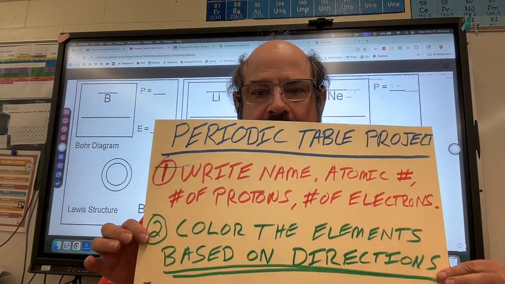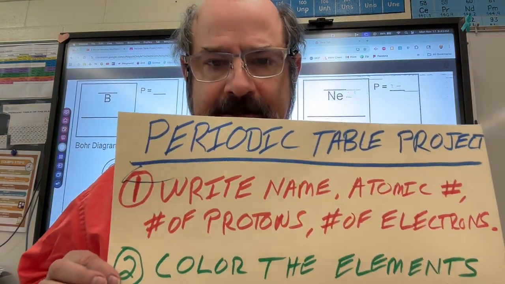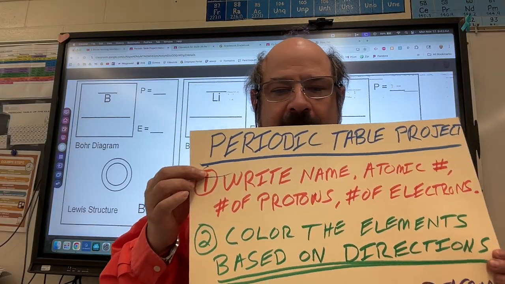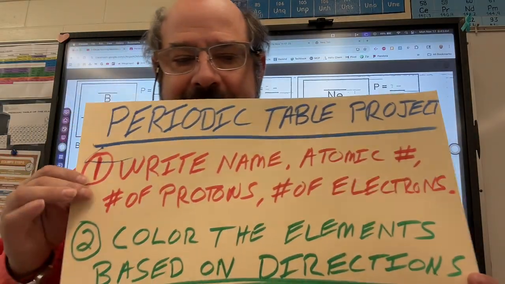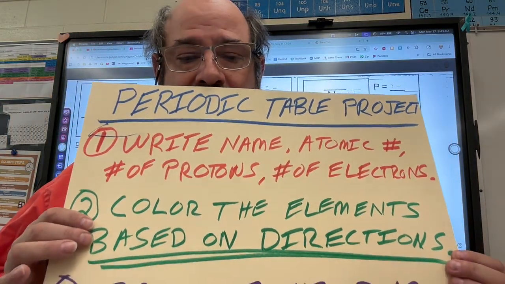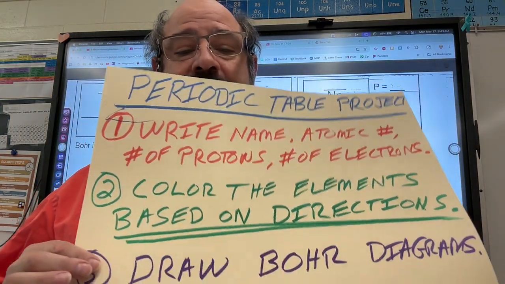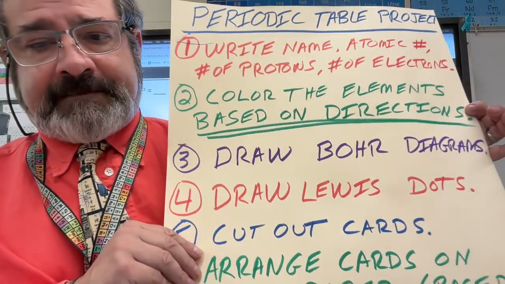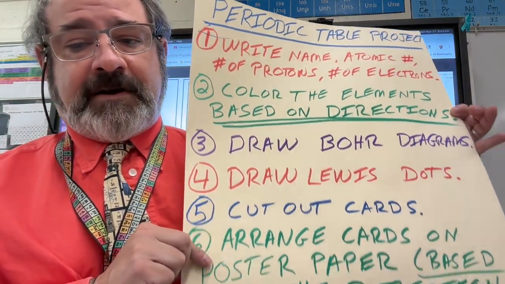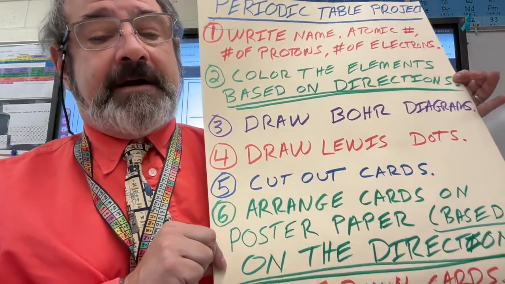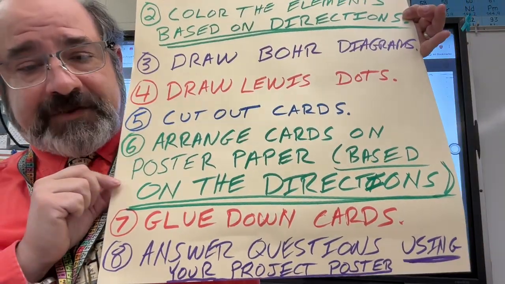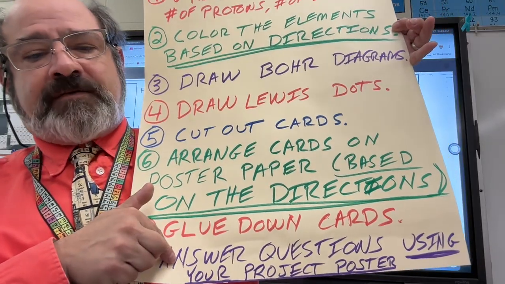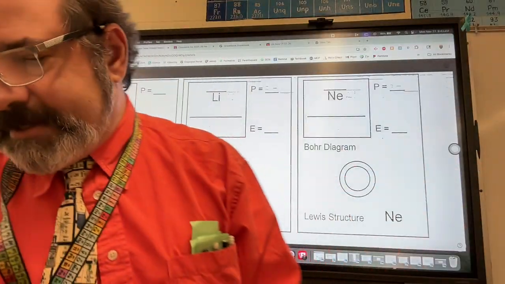Okay, guys, so if you're working on your periodic table project, these are the things you need to do. Number one, write your name, atomic number, number of protons, number of electrons on the paper behind you. I'm going to show you how to do that. The second thing you do is you color in the elements based on the directions. We'll talk about that. We draw Bohr diagrams. We draw Lewis dots. We cut out the cards. We arrange the cards on the poster paper based on the directions. There is an order. And of course, you glue them down after you arrange them. And of course, answer the questions. So let's go over how to do these.